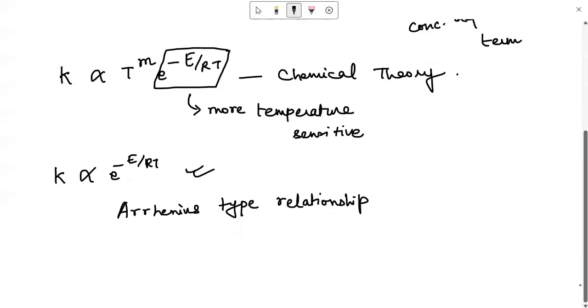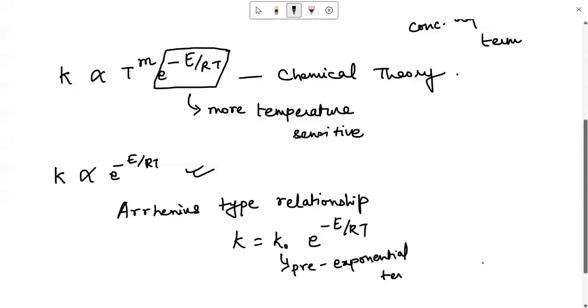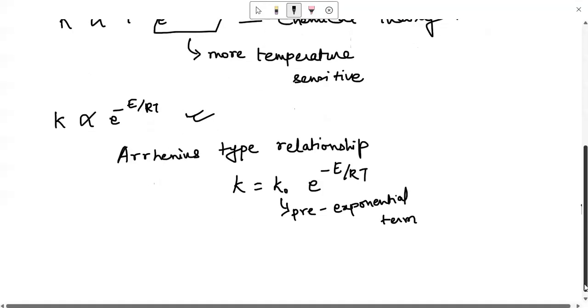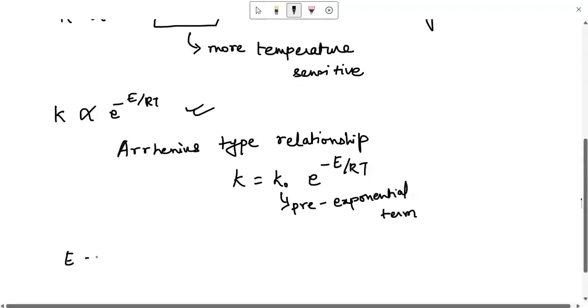Now, what does this say? This simply says that k equals k naught e to the power minus E by RT. This k naught, I think I have spoken about in some other lecture also. This is actually a pre-exponential term, and this E over here is the activation energy, and the unit is joule per mole.